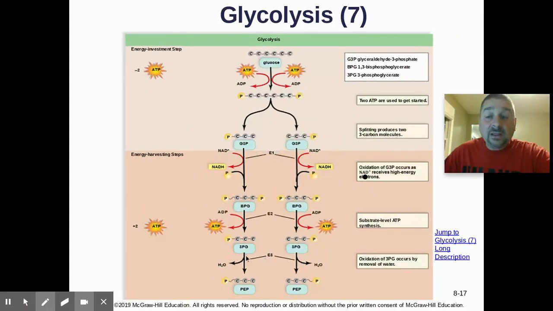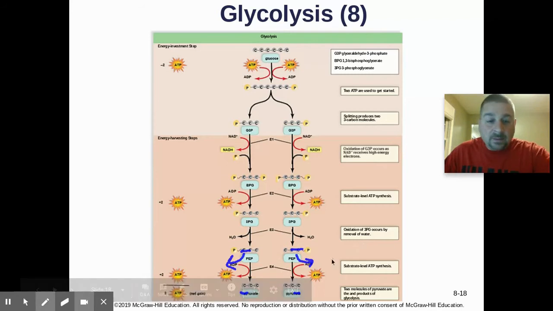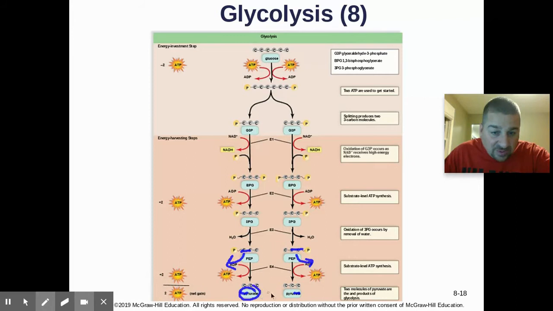Continuing on here, the 3PGs are then going to have a water removed. You're going to oxidize, remove some water, add some electrons, and change them to PEP. And if we look at the next step, way down here, we're going to go from PEP down to our final 2 pyruvates.